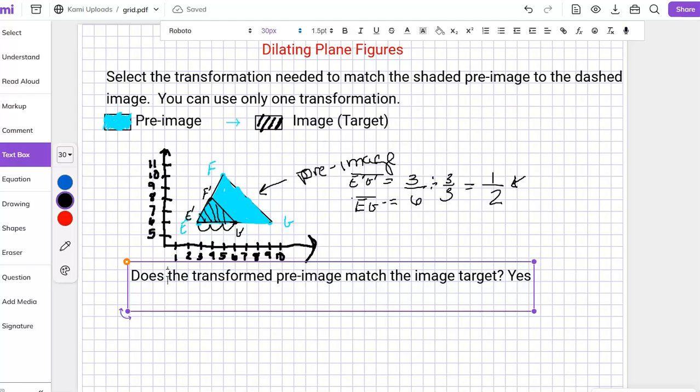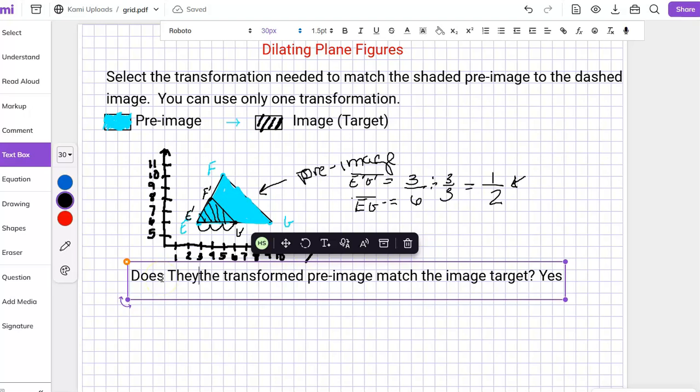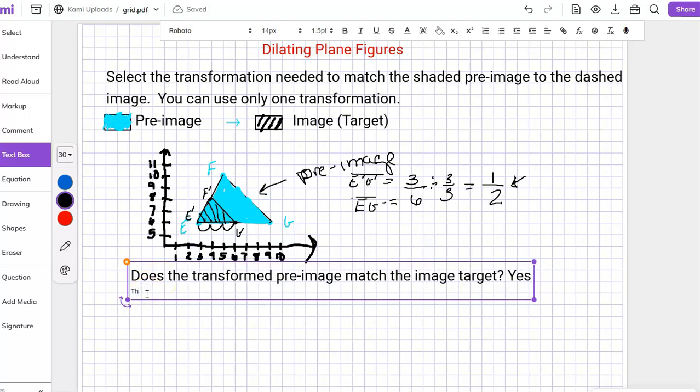Sorry, my computer's acting up. They're different sizes, but the same shape. So, oops. What the heck is going on?